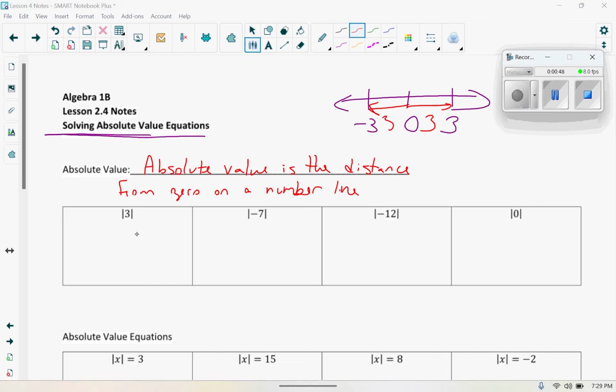So like in this case, the absolute value of 3, if I wanted to get to 3, I would go 3 in this direction, so it's 3. If I wanted to get to -7, I would go 7 away from 0 on the number line. Same thing here. I would go 12 away from 0 on the number line. The absolute value of 0, I don't have to go anywhere, so it's just 0.